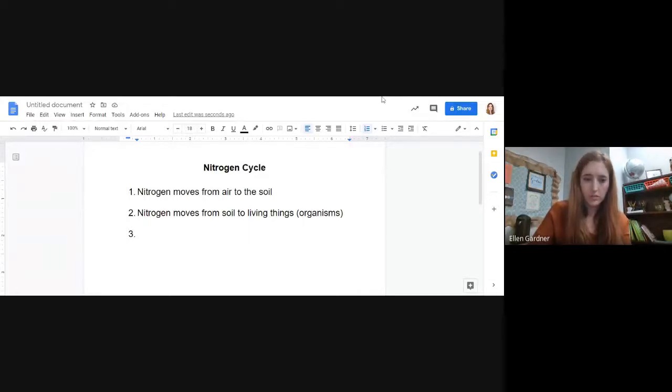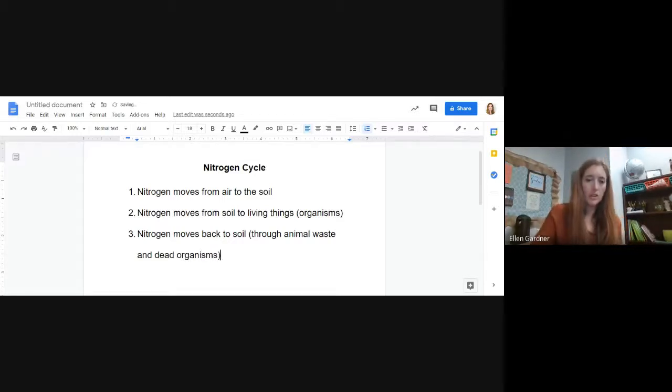Next, nitrogen moves back to soil through animal waste and dead organisms. I don't know why I keep typing it that way. Organisms. And finally, nitrogen moves from soil back to air.